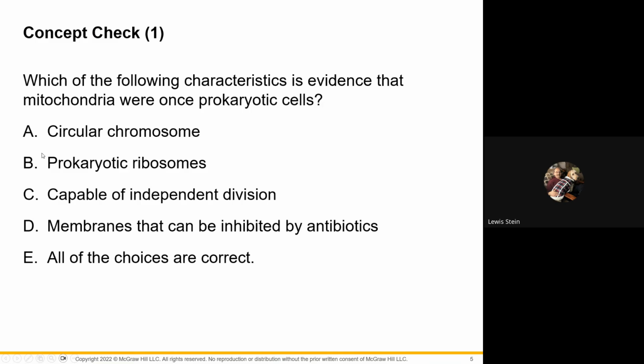So what happened is, and we'll get to this, the big player here when we look down the road is that it has a circular chromosome like bacteria. There's two big pieces of evidence to support this. That circular chromosome and the fact that they have prokaryotic ribosomes is also part of it. Okay? And it's capable of independent division. And this we find is evidence that mitochondria were once prokaryotic cells.